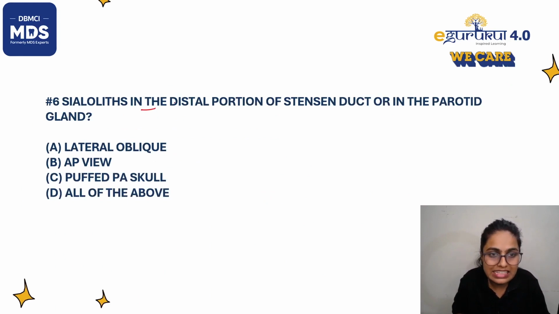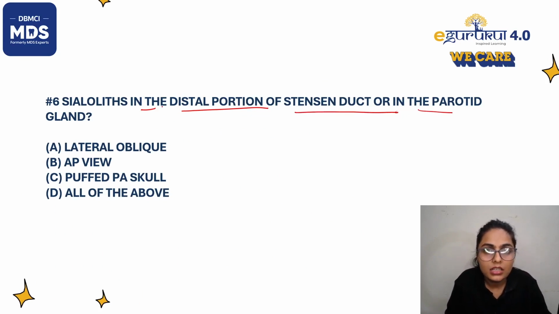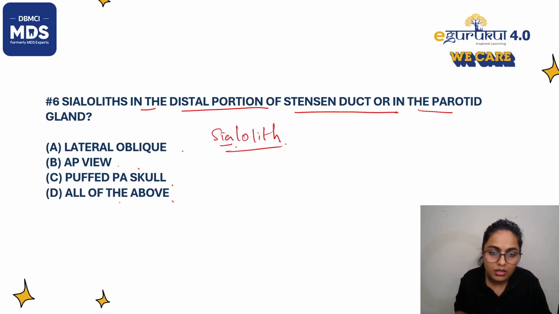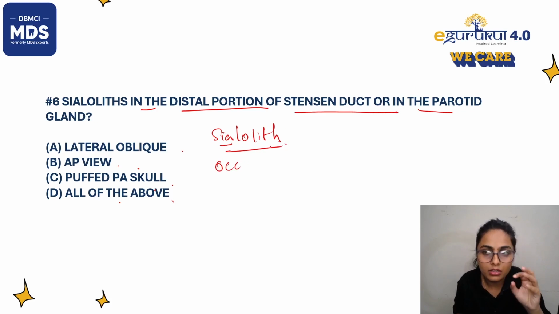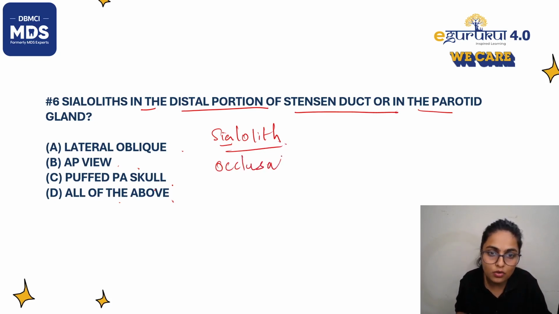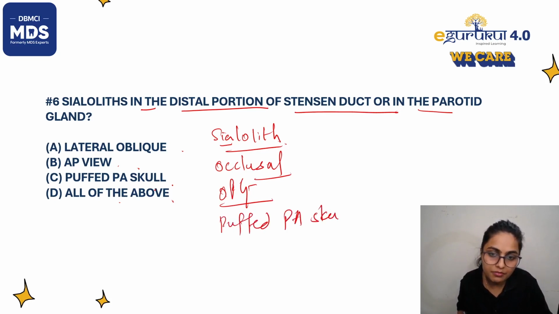Next question is: calculus in the distal portion of the Stensen's duct or in the parotid gland is seen or can be diagnosed with the help of which radiograph? Lateral oblique, AP view, puffed PA skull, or all of the above. To see the sialolith in the radiograph, for the submandibular gland or Wharton's duct, you can advise an OPG, or you can also advise a puffed PA skull. Now, what is this puffed PA skull?